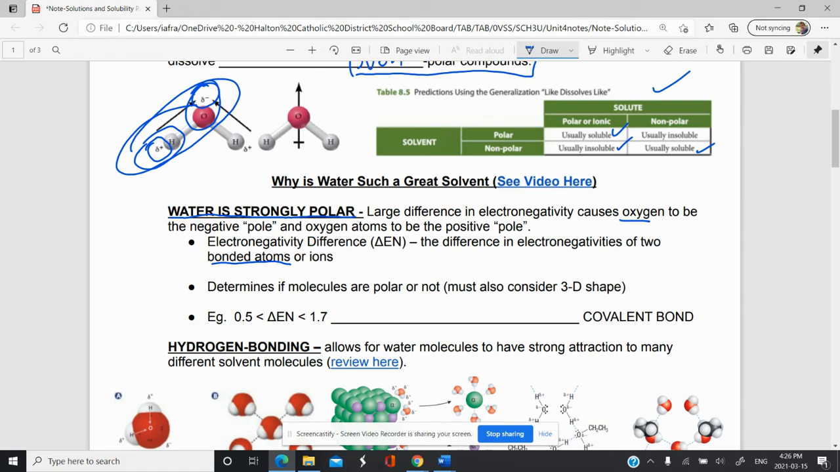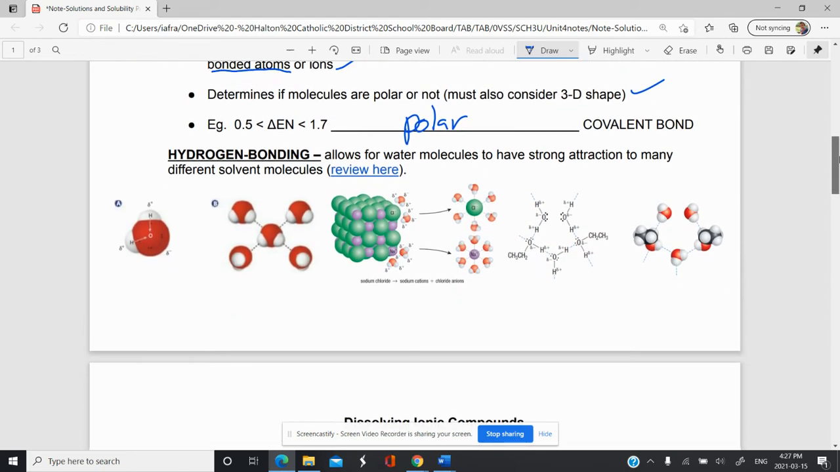And remember that when you're looking at polarity, you look at the difference in electronegativity of the bonds, but you also look at the shape. The 3D shape based on VSEPR has to be taken into consideration. The general idea we saw is that for a bond to be polar covalent, it had to be larger than 0.5 and smaller than 1.7. So both bonds in water are polar covalent, and the shape makes it such that the molecule overall is polar, with the partial negative on the oxygen, partial positive on the hydrogen.